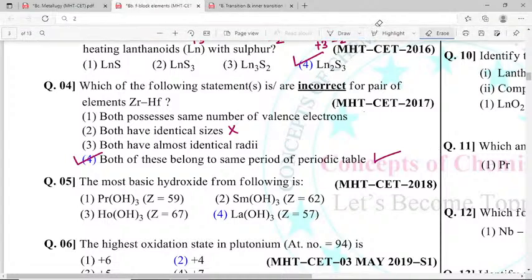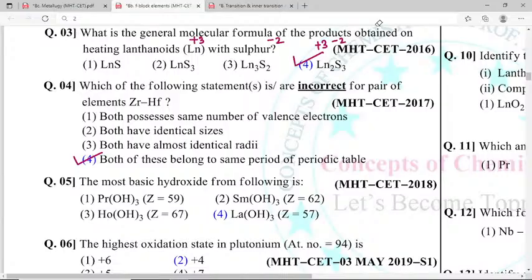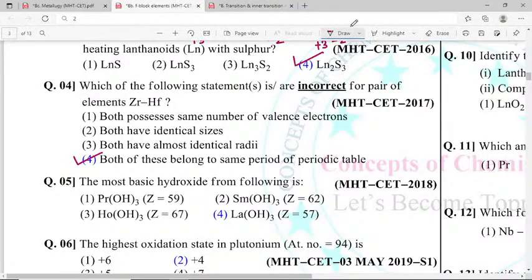Right now this is again a very important question. The most basic hydroxide from the following. Lanthanum, due to lanthanoid contraction.